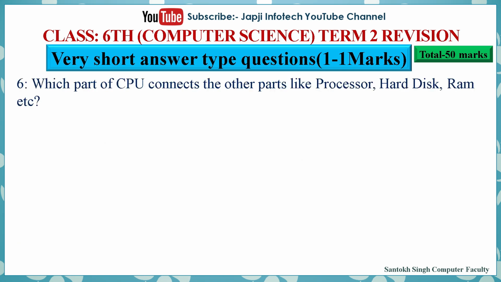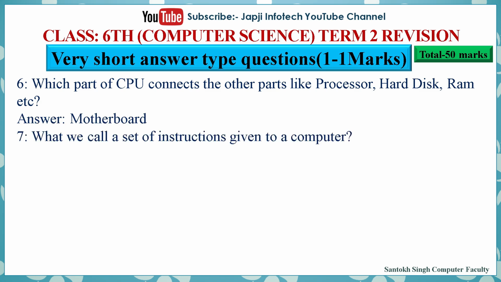Sixth one is which part of CPU connect the other part like processor, hard disk, RAM, etc. And the right answer is motherboard. Seventh one is what we call a set of instructions given to a computer.